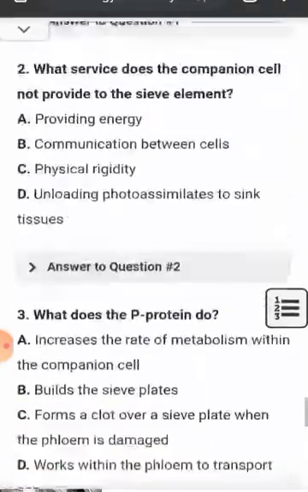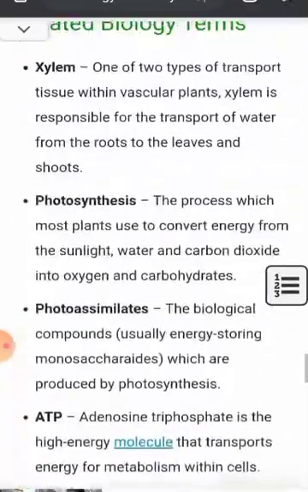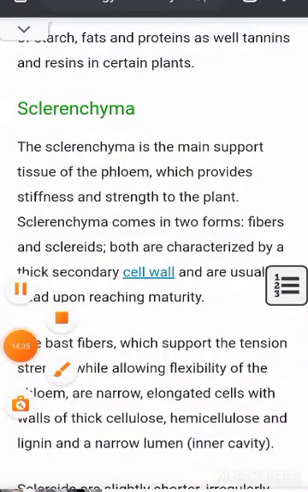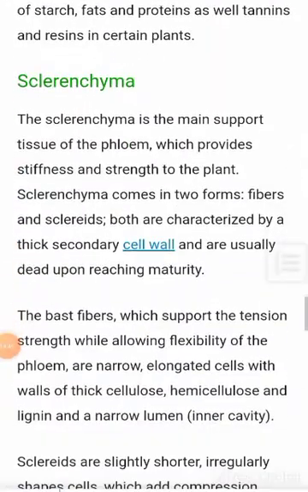This is the phloem, information of phloem. You see the continuation of these.